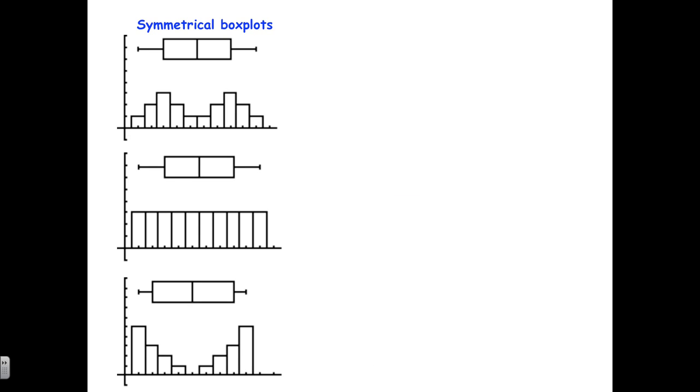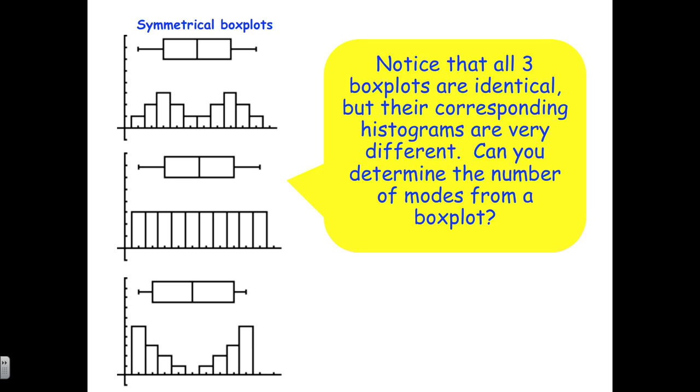Here are 3 histograms for symmetrical data. You can see that their box plots look relatively similar. Can you tell the number of modes from a box plot? Pause the video and think about it. And the correct answer is no. No way to tell.